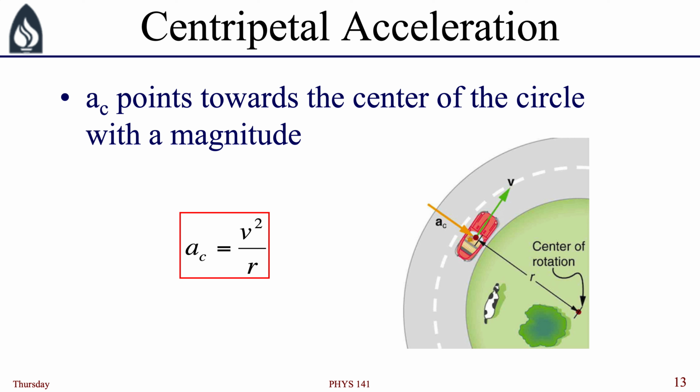And it always has the same magnitude, or the same equation for calculating its magnitude. So the direction of the centripetal acceleration is towards the center of rotation, and it has a magnitude of the speed squared divided by r, where r is the radius of the circle that the object is traveling around.